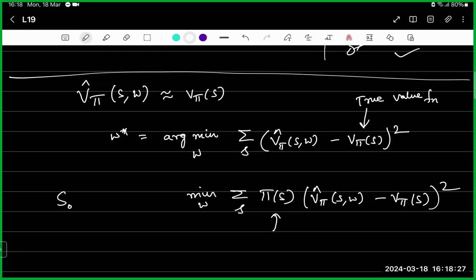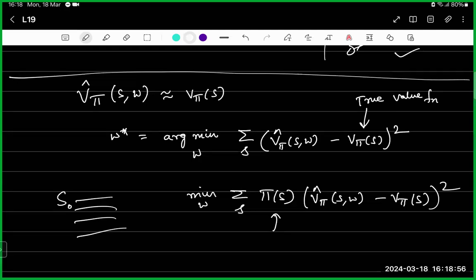Then you'll roughly know how much time you're spending in state S while following policy pi. You just generate a lot of episodes from some particular starting state, if there is a starting state, then you see how many times you visited state S by the total number of interactions you had. Based on that, you can get a rough estimate of how likely you will be in state S while following policy pi, right?